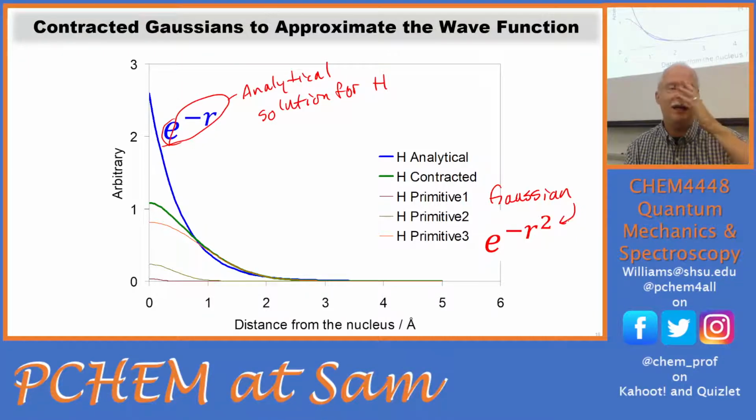And the reason we like Gaussian functions is because there are instantaneous analytical integrals to those. So we can just look them up. We don't have to do numerical integration. We can just look up the integrals for Gaussian functions, and things are very fast.